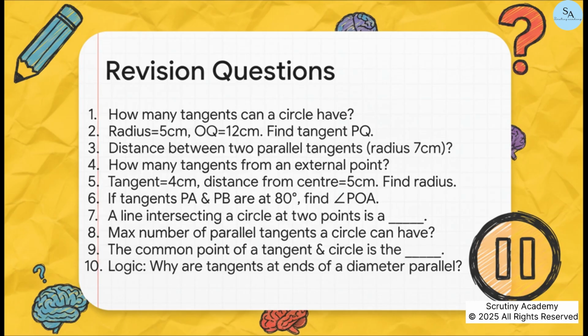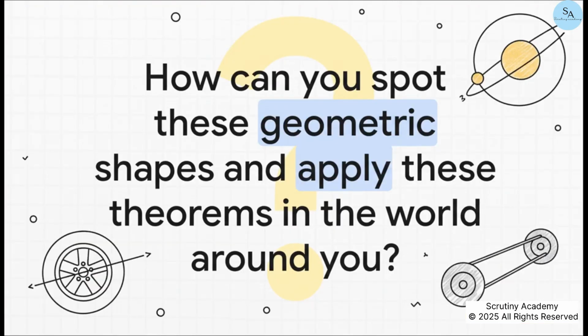So, how'd you do? So there you have it. You've officially cracked the code of tangents and secants. You've got the definitions, you've mastered the theorems, and you've practiced the problems. So my final challenge to you is this. As you go about the rest of your day, where else will you spot these rules in action?